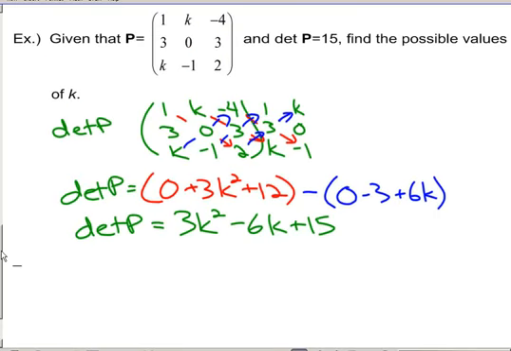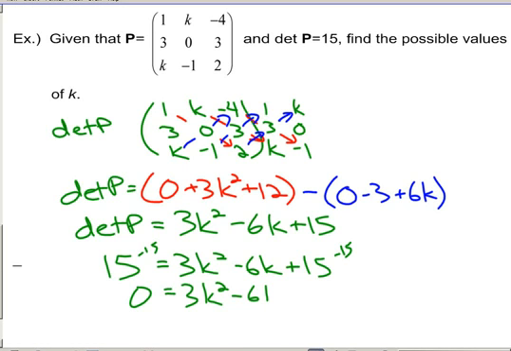Now we actually have to solve for k, which means we need to substitute in for det P. We knew that the determinant of P is 15, so let's put that in. 15 equals 3k squared minus 6k plus 15. Oh, it's a quadratic. Make one side 0 by subtracting 15 from both sides. Gives us 0 equals 3k squared minus 6k. Factor, greatest common factor in this case, 3k, and then k minus 2.